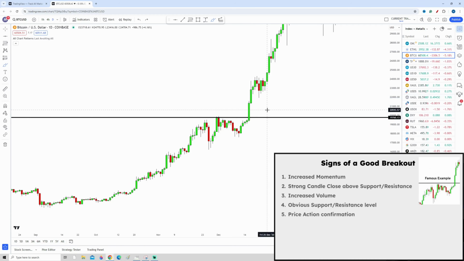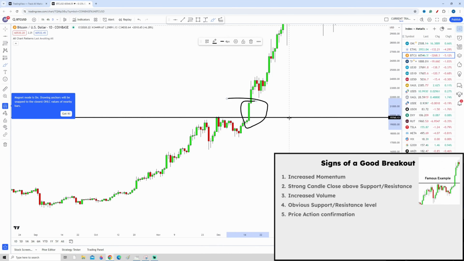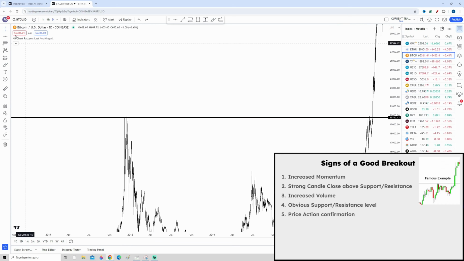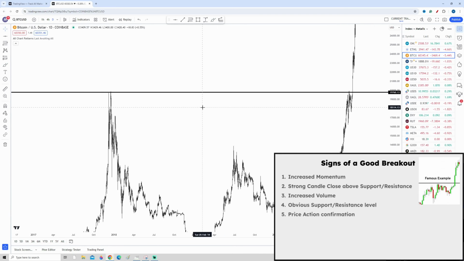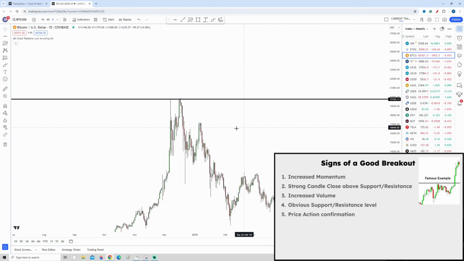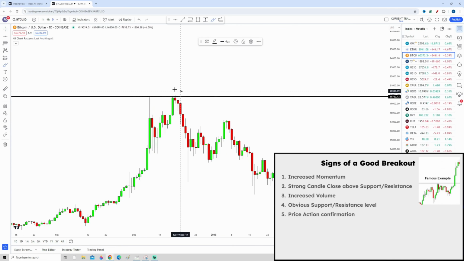And if you only look at this chart right here, you may think, what was so special about this breakout? Well, remember when I said that one thing we're looking out for when we're looking out for strong breakouts is that we're looking out for levels that are clearly visible to everyone. And this level that Bitcoin broke was actually the old all-time high from all the way back here in 2017.